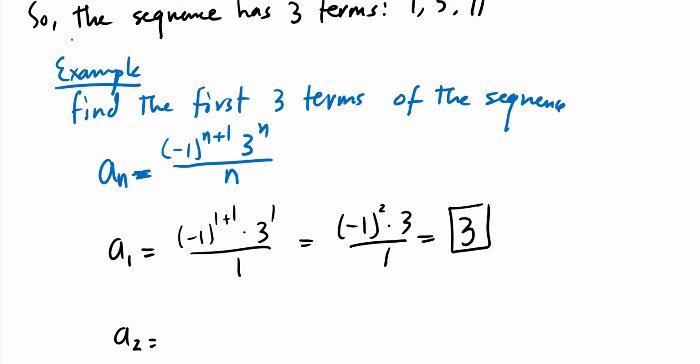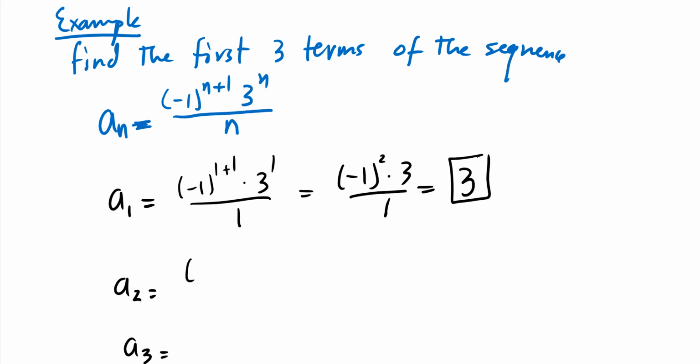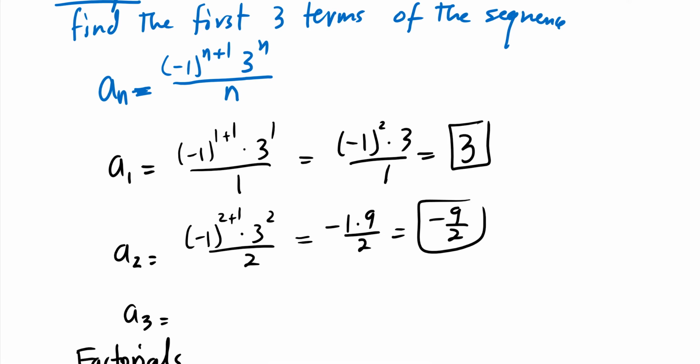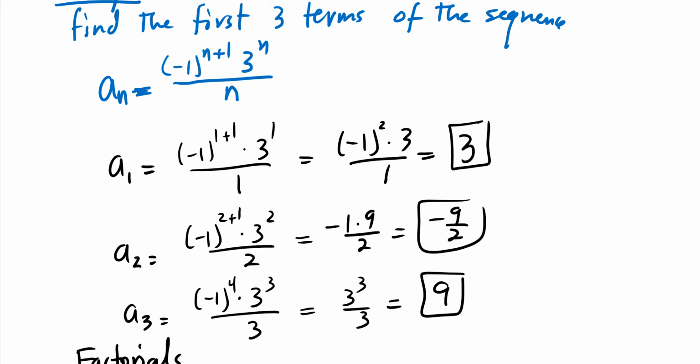That's a1. a2 is negative 1 to the 2 plus 1 times 3 squared over 2. That's negative 1 times 9 over 2, or negative 9 halves. Next one, a sub 3 is negative 1 to the 4th power times 3 to the 3rd over 3. That's 1 times 3 to the 3rd over 3. 27 over 3 is 9. So the negative 9 over 2, you can leave it like this, or you can write it in decimal form. Either one is fine.